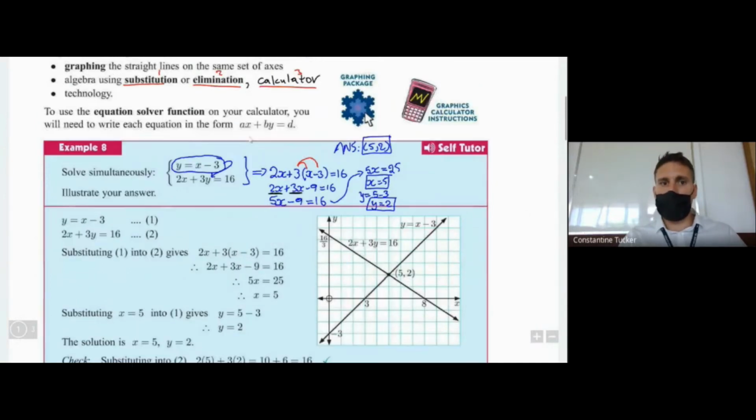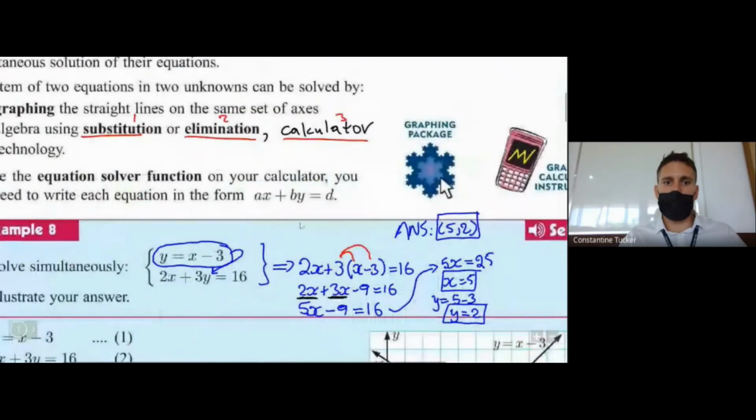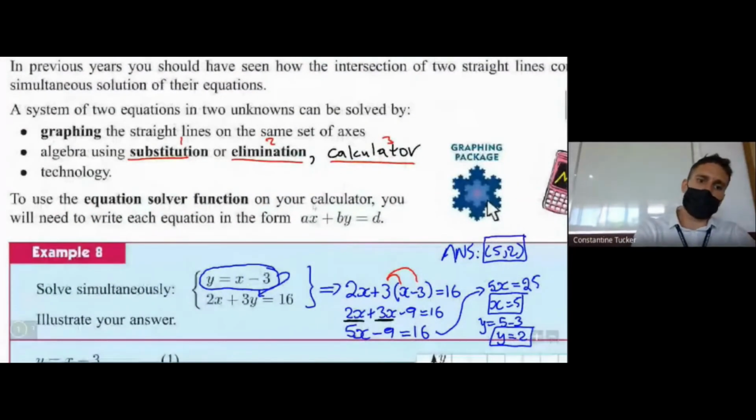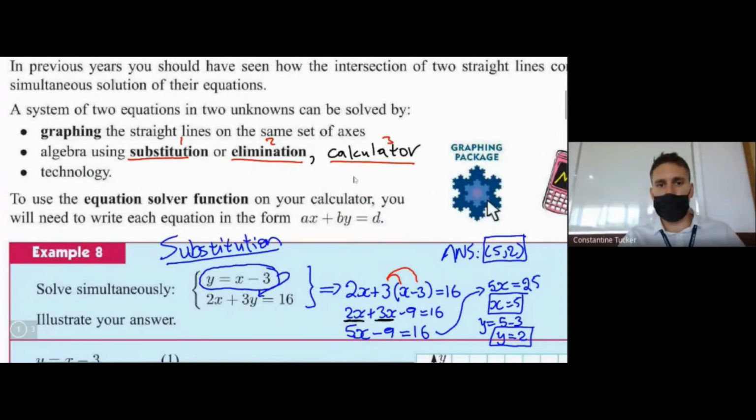Brilliant. That is the idea. This is an example of how you solve simultaneous equations by substitution. So this is an example for substitution. Now, let's move on to a second example.